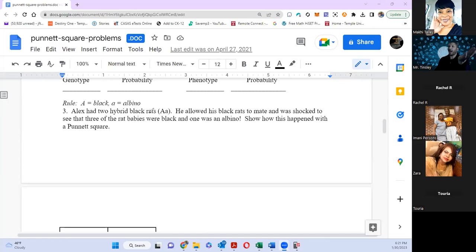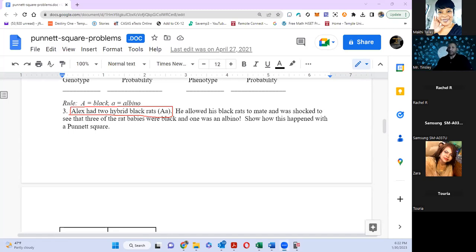So Alex had 2 hybrid black rats. He allowed his black rats to mate and was shocked to see that 3 of the rat babies were black and 1 was albino. Oh, how could that happen? So albino is the absence of color, but they mated 2 black rats and 1 came out albino. What? How can that happen? Well, I'm gonna show you with a Punnett square and heredity how that works. So remember, Alex had 2 hybrid black rats with a dominant gene of black and a recessive gene of albino.